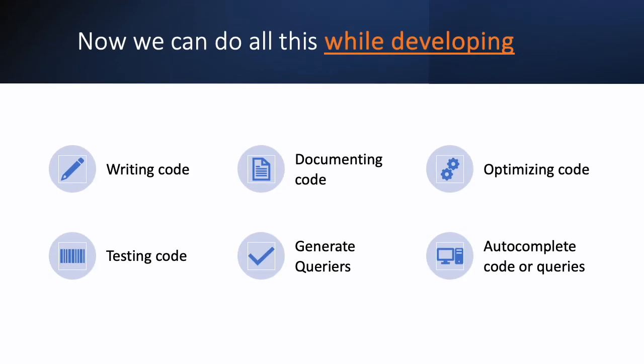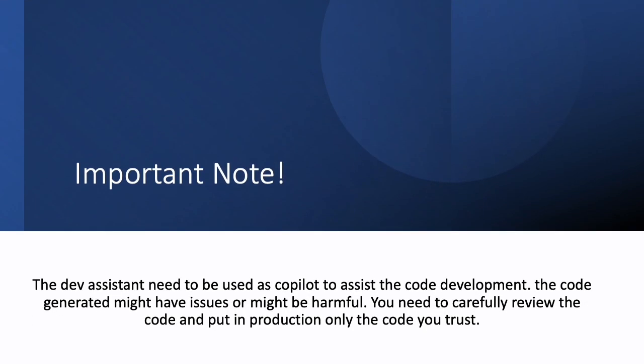With Dev Assistant, we are now able to do all these and more, from code and query writing, documenting, optimizing, testing, and even auto-completion while writing the code. Before we begin talking about the details, it is very important to note that Dev Assistant needs to be used to help in coding, but you need to always review the code and make sure that you productionize only the tested code that you trust and proven working fine.